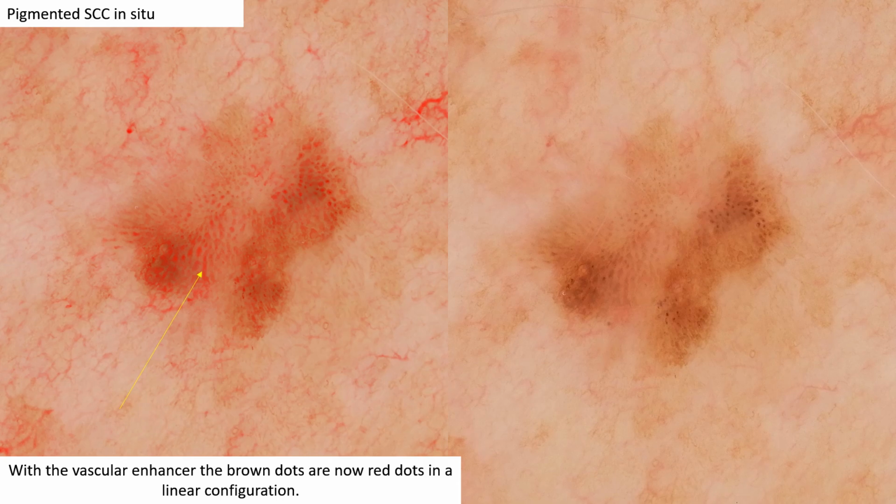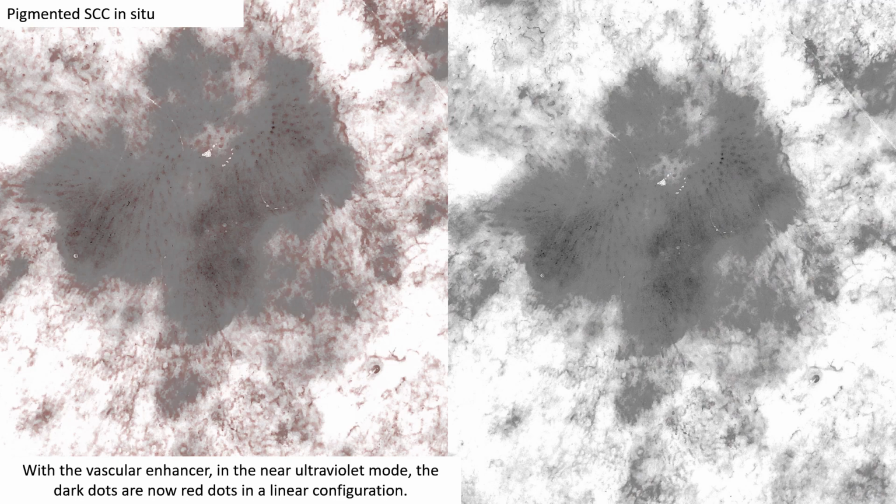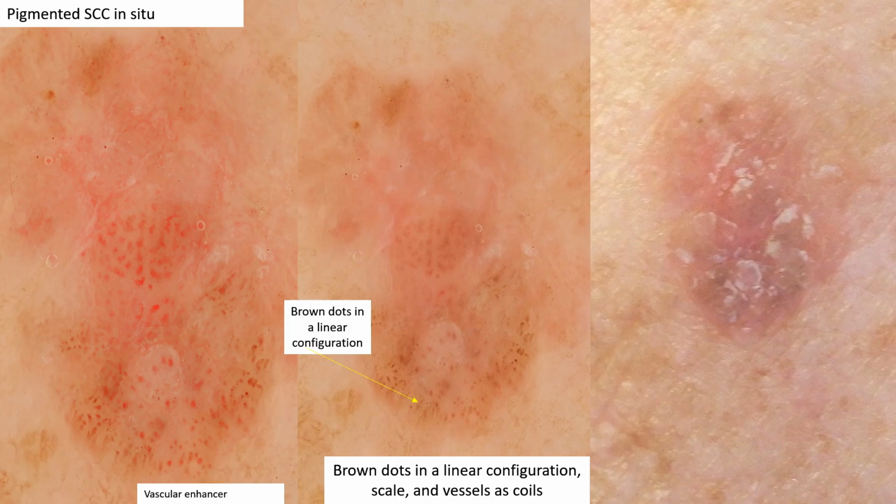Because of the heavy pigment, it's obscuring the red dots, but the vascular enhancer allows us to see them. And in the near ultraviolet light, again, we can see now these red dots in a linear configuration. Here we have a pigmented squamous cell carcinoma. In the traditional mode, we see brown dots in a linear configuration, scale, and vessels as coils.